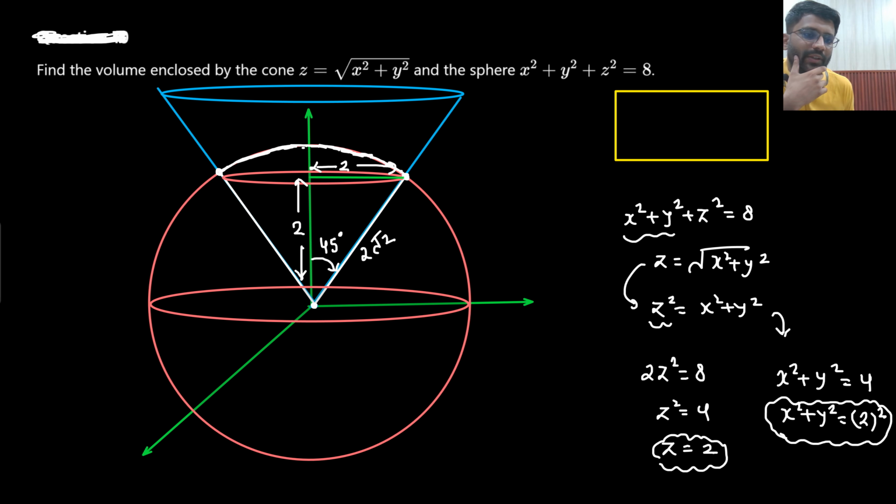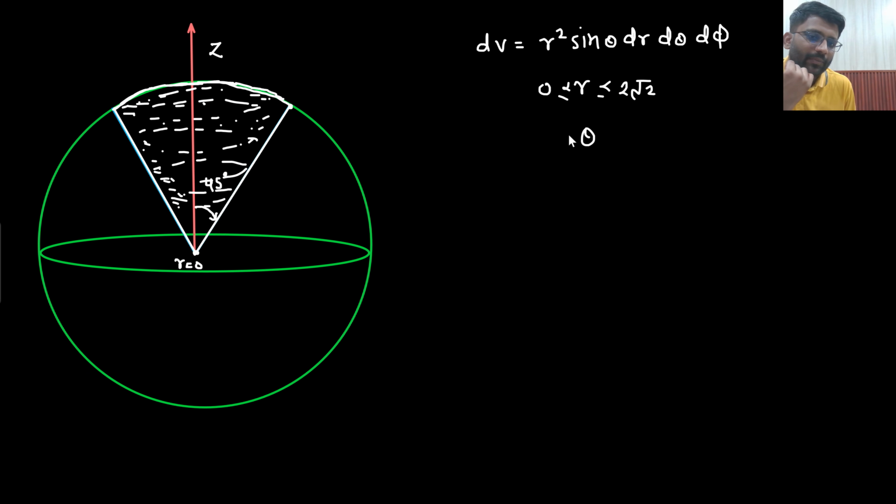From where to where is theta going? Theta is going from 0 to 45 degrees, or pi by 4. And pi is a complete revolution. In 3D, are you able to visualize?